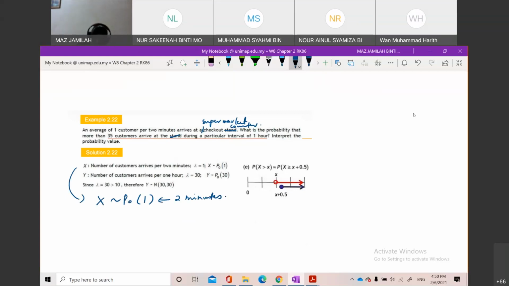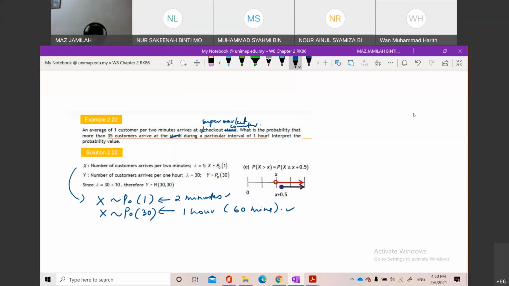Okay. What if I'm talking about 1 hour? So 1 hour means 60 minutes. So for 60 minutes, divide by 2. So X will follow Poisson with lambda equal to 30. But this one is for 1 hour. The first is for 2 minutes.